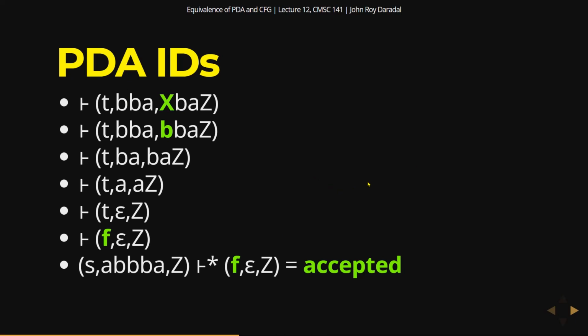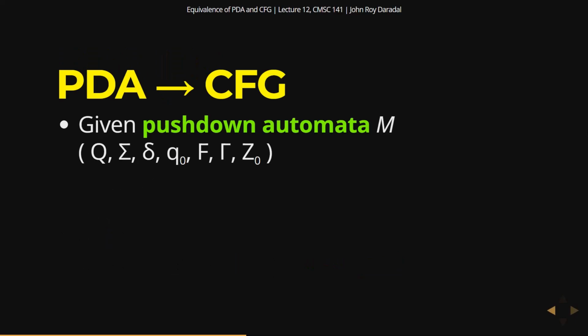Okay, so that's just an example of how to convert a given CFG to an equivalent PDA. So that's it for the first part of the equivalence, and we are now ready to move to the second part, which is converting a PDA to an equivalent CFG. Okay, so the second part of the equivalence is converting a PDA to an equivalent CFG.